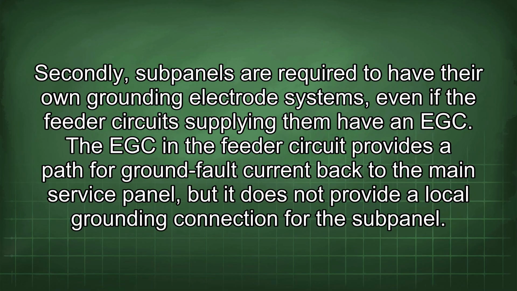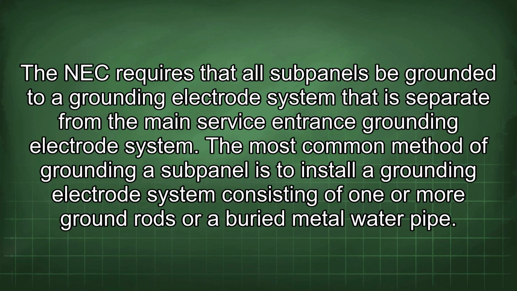Secondly, subpanels are required to have their own grounding electrode systems, even if the feeder circuits supplying them have an EGC. The EGC in the feeder circuit provides a path for ground fault current back to the main service panel, but it does not provide a local grounding connection for the subpanel. The NEC requires that all subpanels be grounded to a grounding electrode system that is separate from the main service entrance grounding electrode system.